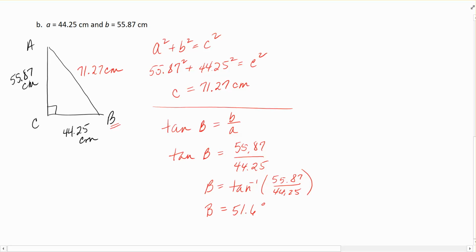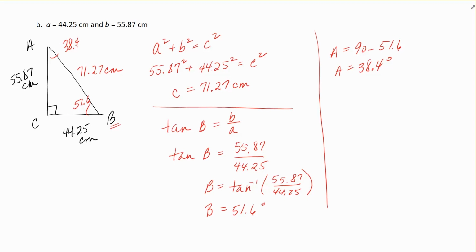So I now know what B is, 51.6, and I can use complementary angles to determine what angle A is. So angle A then has to be 90 minus 51.6, which gives me 38.4 degrees for angle A. So this is two different ways of solving the right triangle. In other words, finding all the angle measurements for the triangle, as well as all of the sides, using right triangle trigonometry.